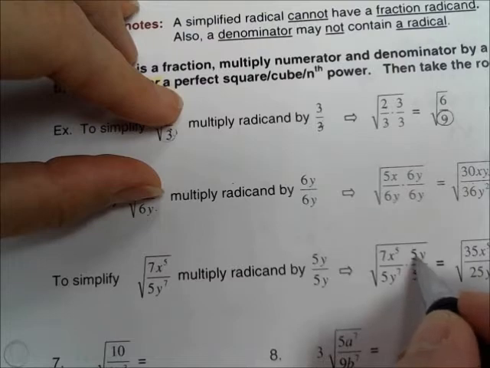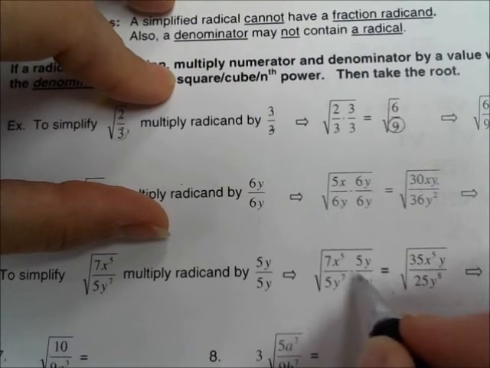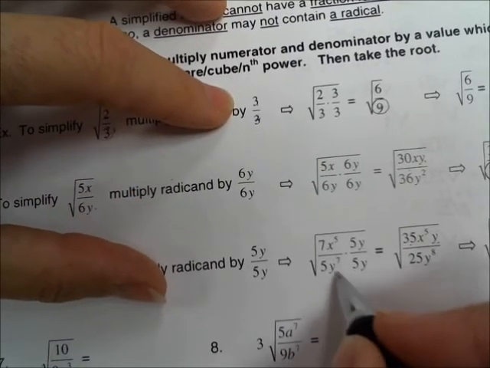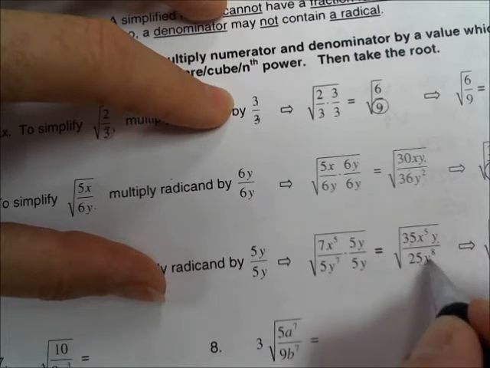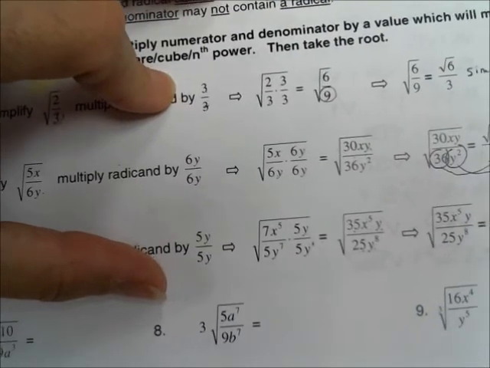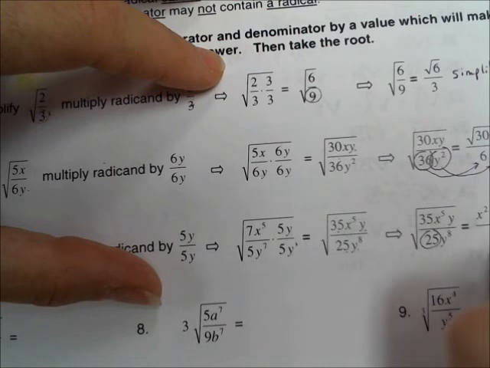So here's the original problem, 7x to the 5th over 5y to the 7th. If you multiply by 5y over 5y, which is just equal to 1, remember, what we get in the top is 7 times 5, 35, x to the 5th, times y, and in the bottom 5 times 5 is 25, y to the 7th times y to the 1st, add those exponents, 7 plus 1 is 8, and now in the bottom we have a perfect square. We have 25, which is a perfect square, and we take the square root of that and get 5, and we have y to the 8th, which is a perfect square, so we take the square root of that and get y to the 4th.